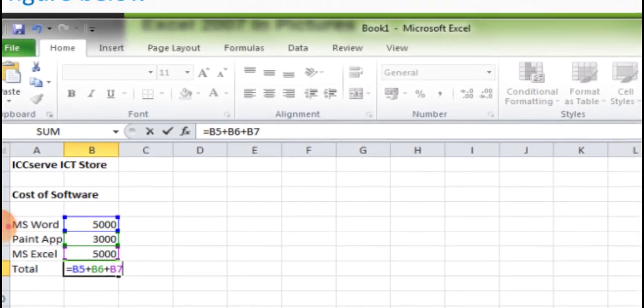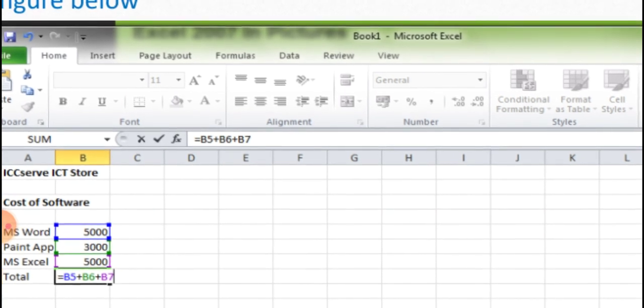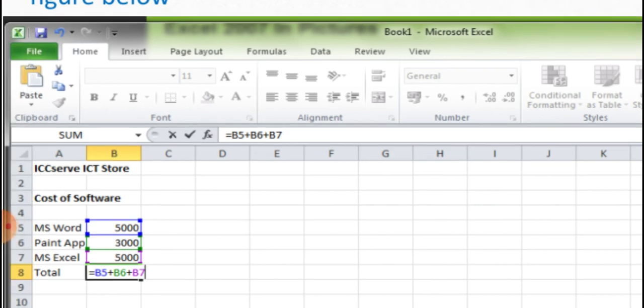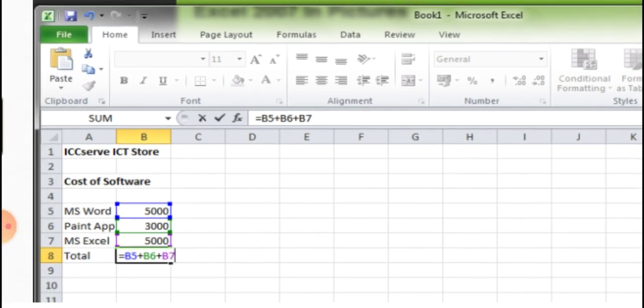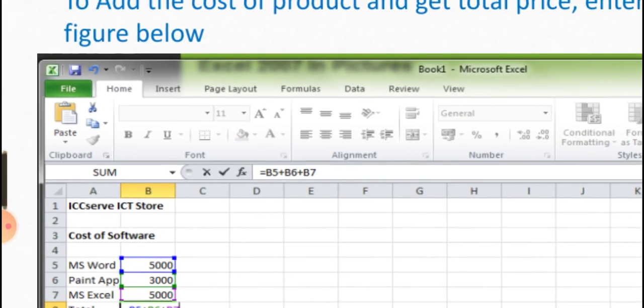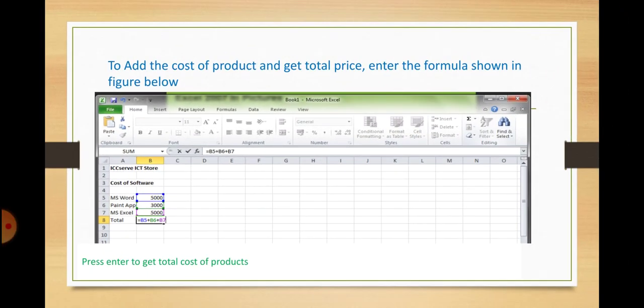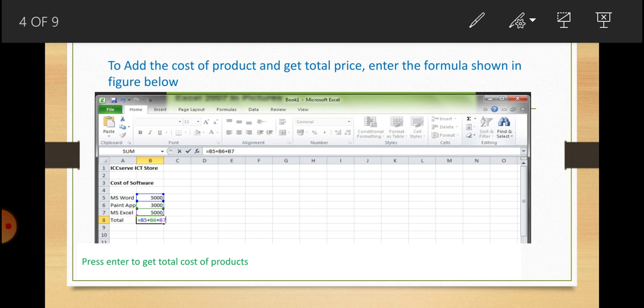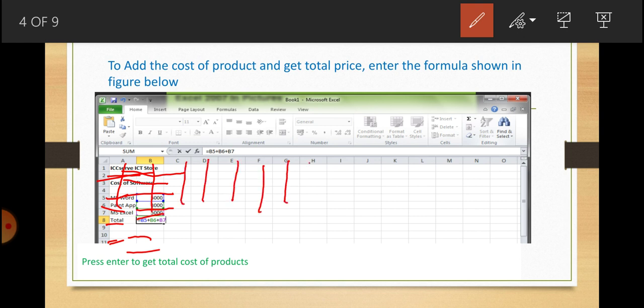Now I need you to understand a few things before we go. I know we discussed this last time before you went on break. Microsoft Excel is made up of rows and columns. The rows in Microsoft Excel are the numbers. You can see number 1, number 2, number 3, number 4, number 5, number 6, 7, and all that. Those are the rows. The columns are the letters A, B, C, D, E, F, G, H.